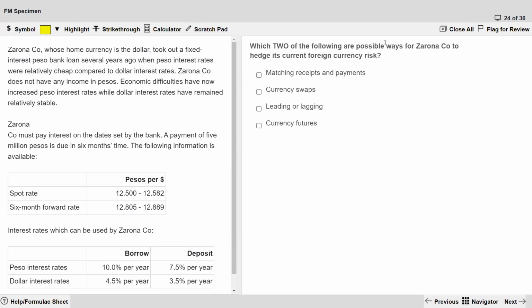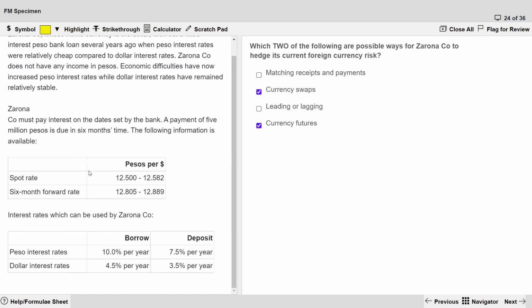Which two of the following are possible ways for Zarona to hedge its foreign currency risk? Currency swaps, currency futures.